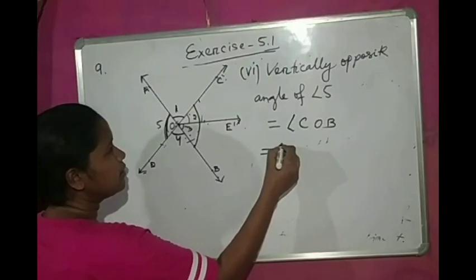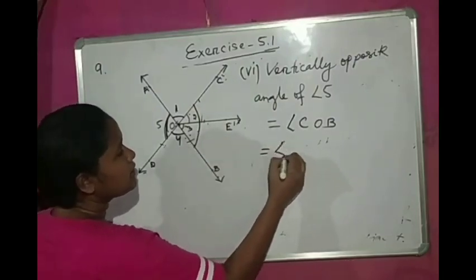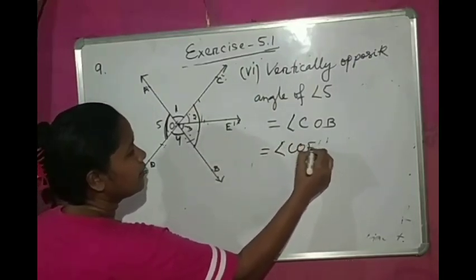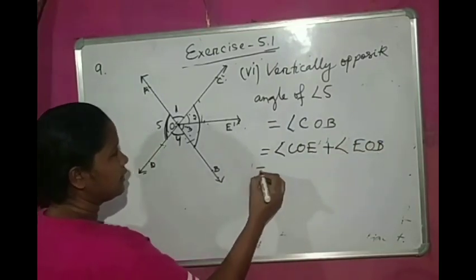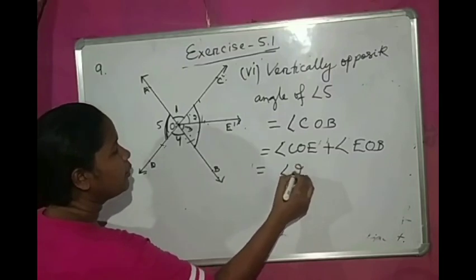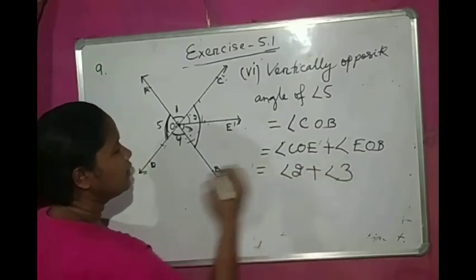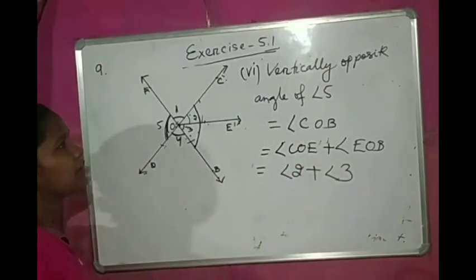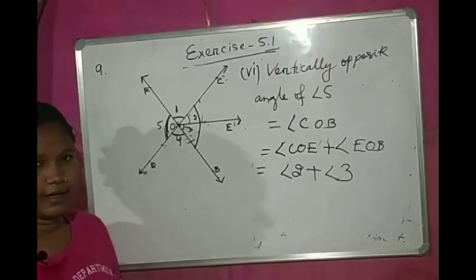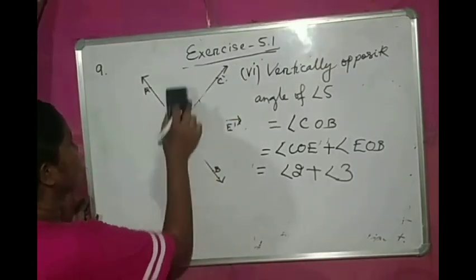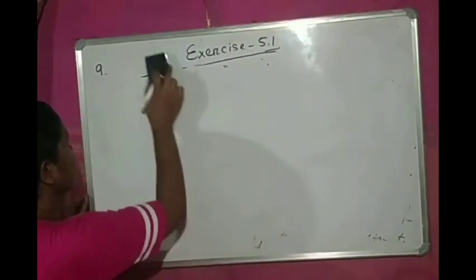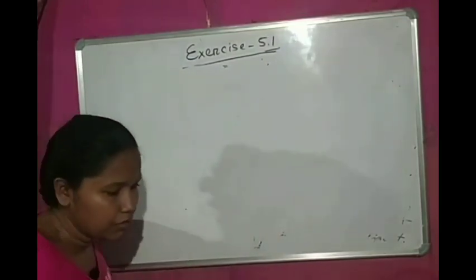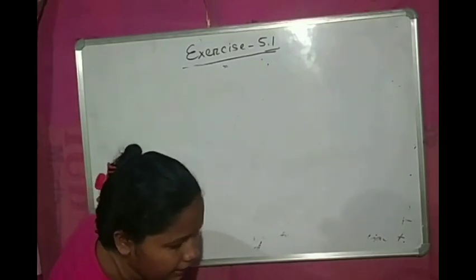Angle COB is how much? Angle COB is angle COE plus angle EOB, which is angle 2 plus angle 3. So these are about question number 9. Let's move to question number 10.